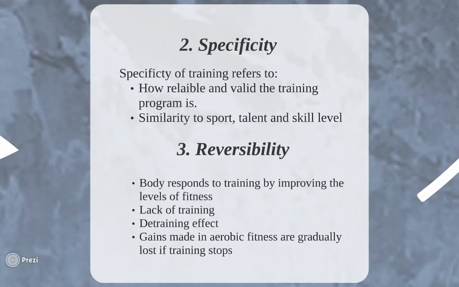2. Specificity. This refers to how reliable and valid the training program is. 3. Reversibility. The body responds to training by improving the levels of fitness. This includes the lack of training, the detraining effect, and gains made in aerobic fitness.